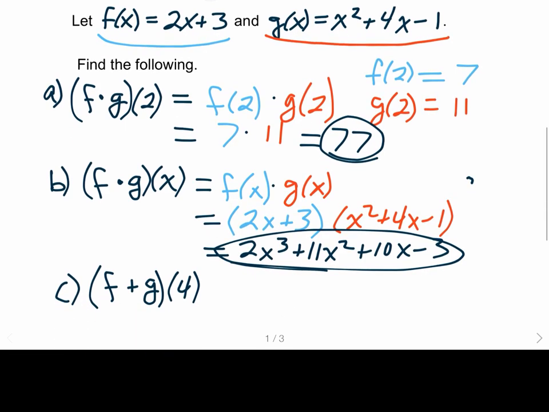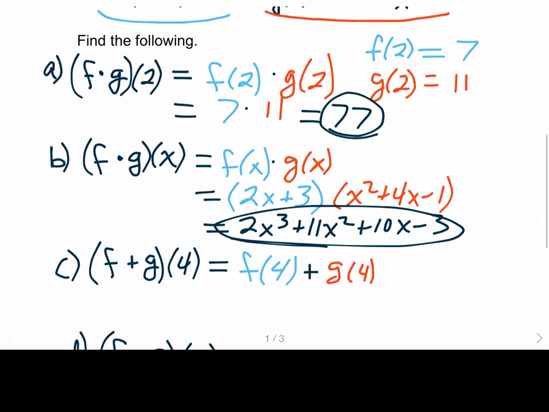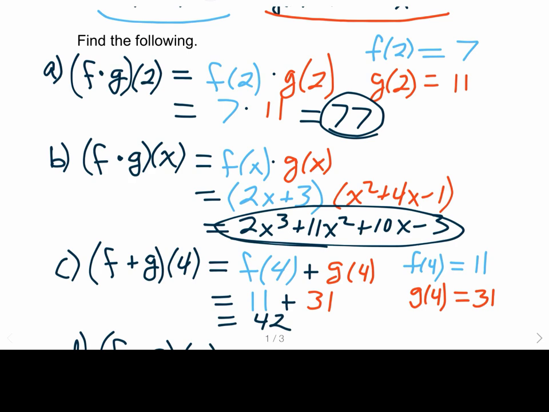Next, we're asked for (f+g) of 4. Using what you know, I'd like for you to compute that. Pause the video. (f+g) of 4 is the same thing as f of 4 plus g of 4. And so we need the values of f of 4 and g of 4, which I'm sure you just computed and found that f of 4 is equal to 11 and g of 4 is equal to 31. And so adding these together, 11 plus 31 is going to give us the answer that we're looking for, which in this case is 42.